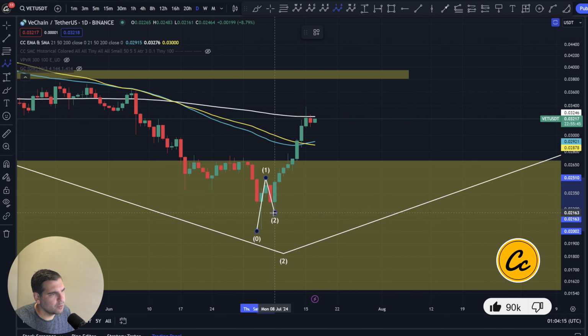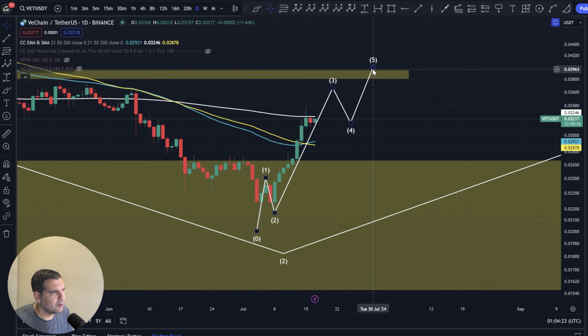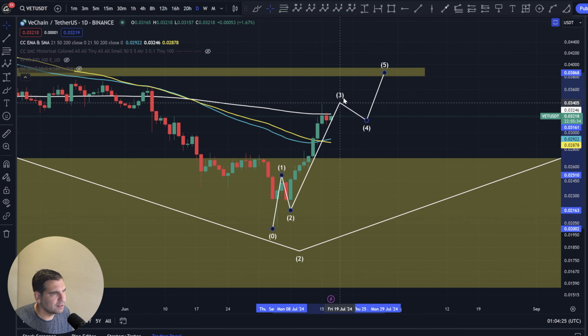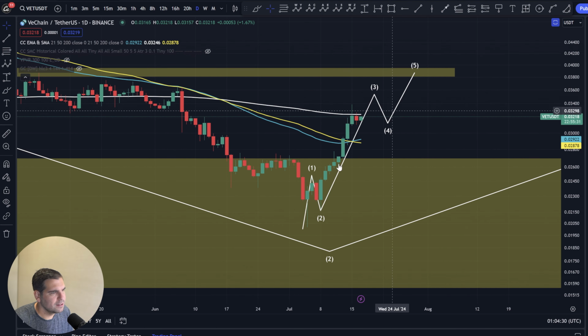We have the wave 1, the wave 2, which is a 3-wave correction, and all of this is the wave 3, which I don't think is finished just yet. We'll then have a little wave 4 correction before rallying up into this area of resistance. Okay, so we'll be looking for a complete 5-wave pattern like this, a 53535, potentially ending diagonal or contracting or expanding diagonal. We don't know how the 5th wave is going to go.